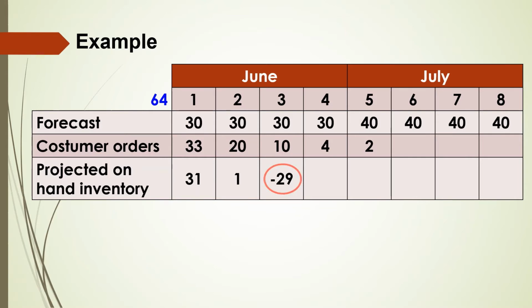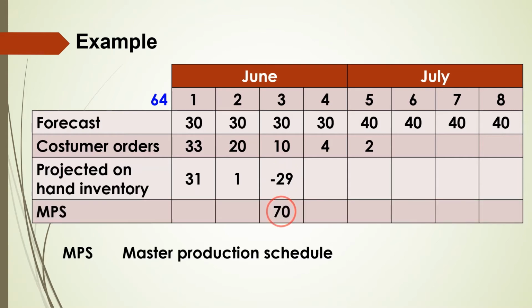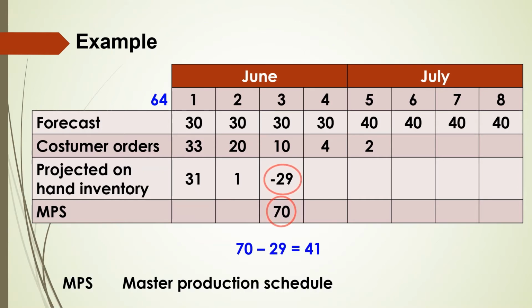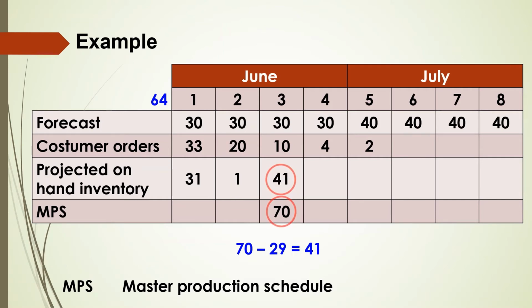Suppose a production lot size of 70 pumps is used, so that whenever production is called for, 70 pumps will be produced. The determination of lot size is in a different video. Hence, the negative projected on-hand inventory in the third week will require production of 70 pumps, which will meet the projected shortfall of 29 pumps and leave 41 pumps for future demand. Continue in the same way for the remaining 5 weeks.